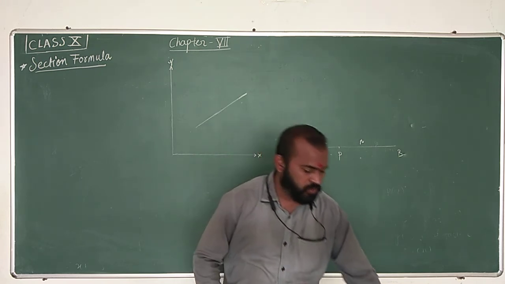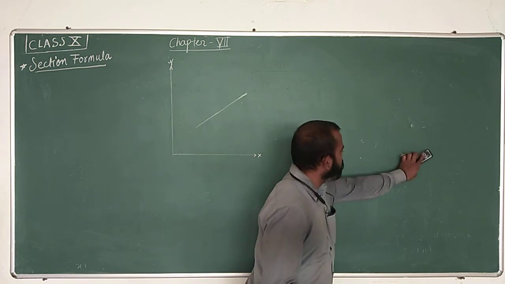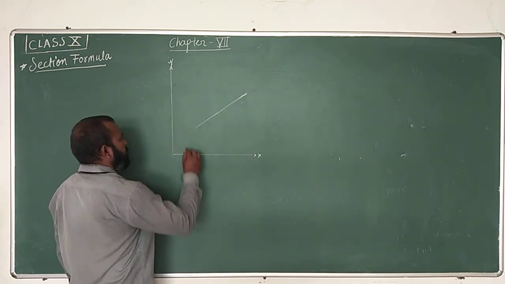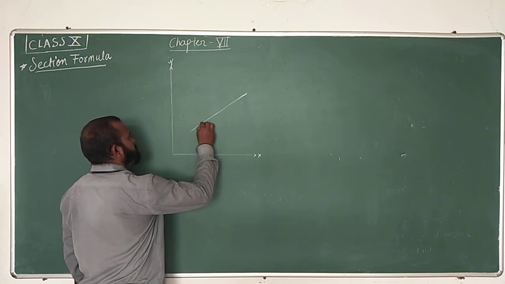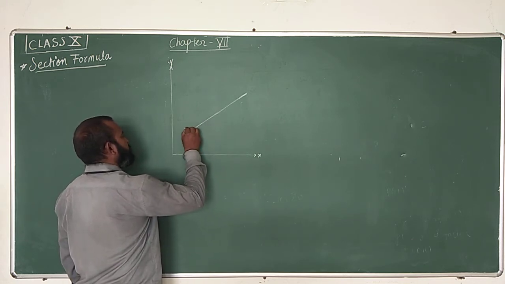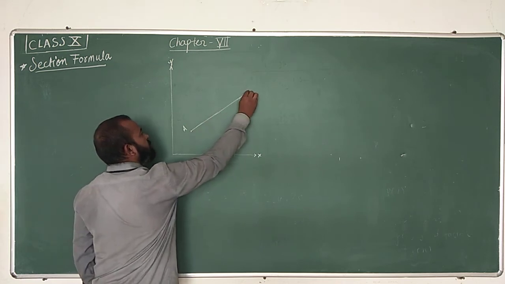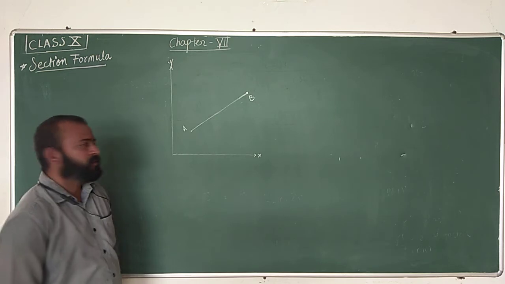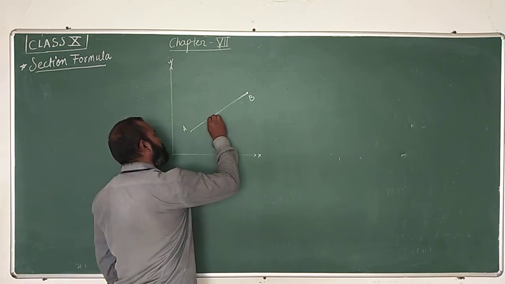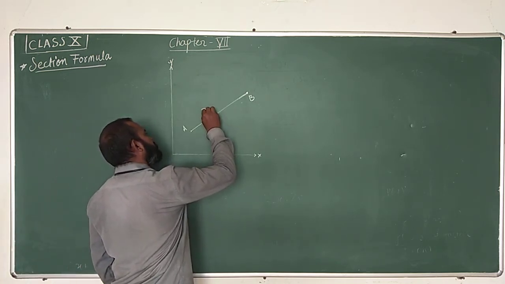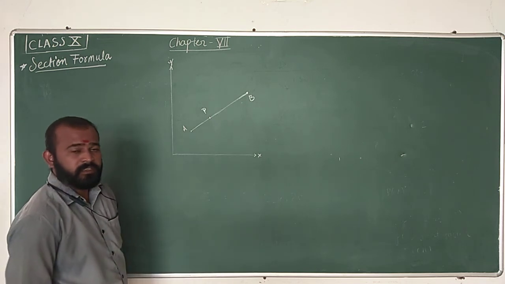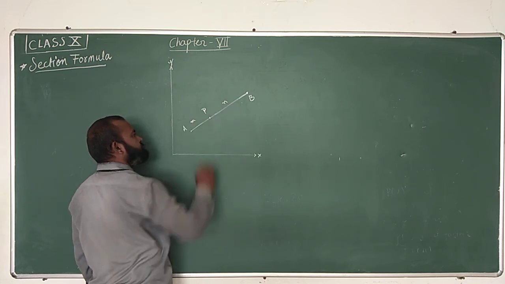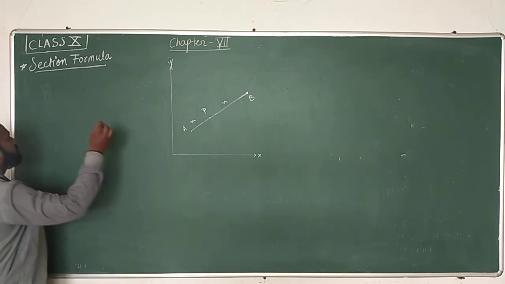So we will see how that section formula has been derived. See this video. In this video you will see how the section formula has been derived. Let us suppose this point is A and this point is B. Suppose AB is a line segment and P is the point which divides the line segment in the ratio m:n.